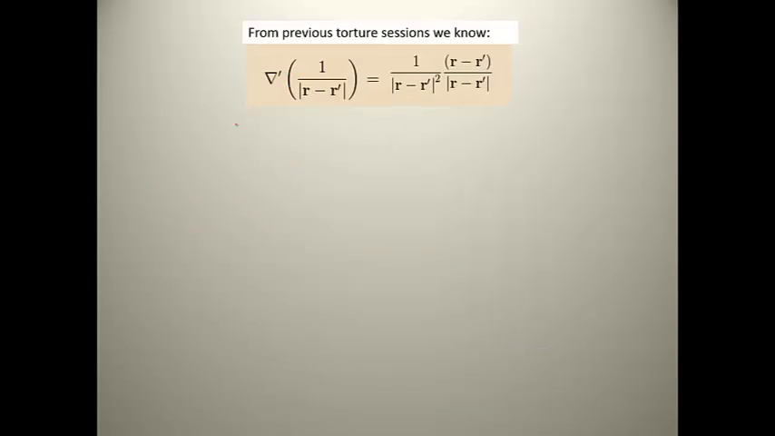Well, from previous torture sessions we derived this equation right here. What it says is if we take the gradient of 1 over funny r with respect to the prime coordinates, so with respect to r prime values, that's equal to 1 over funny r squared magnitude times funny r divided by funny r magnitude. This would be funny r hat.